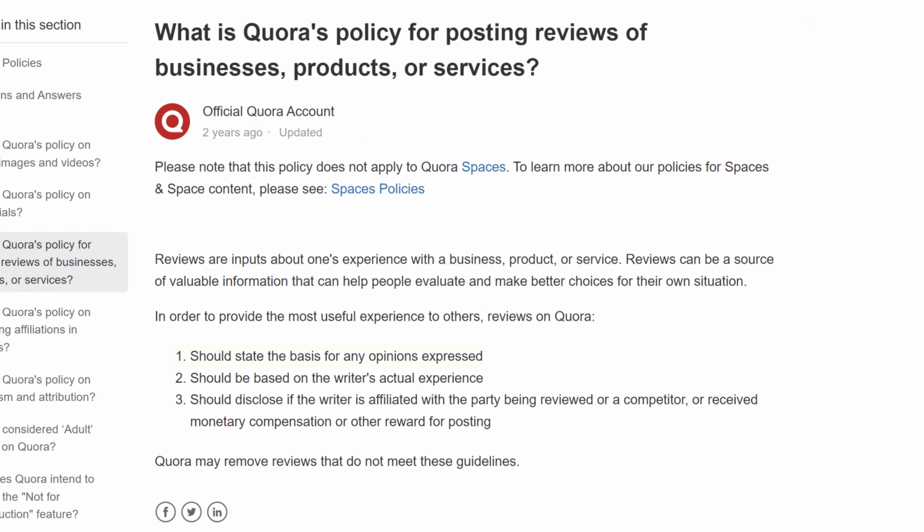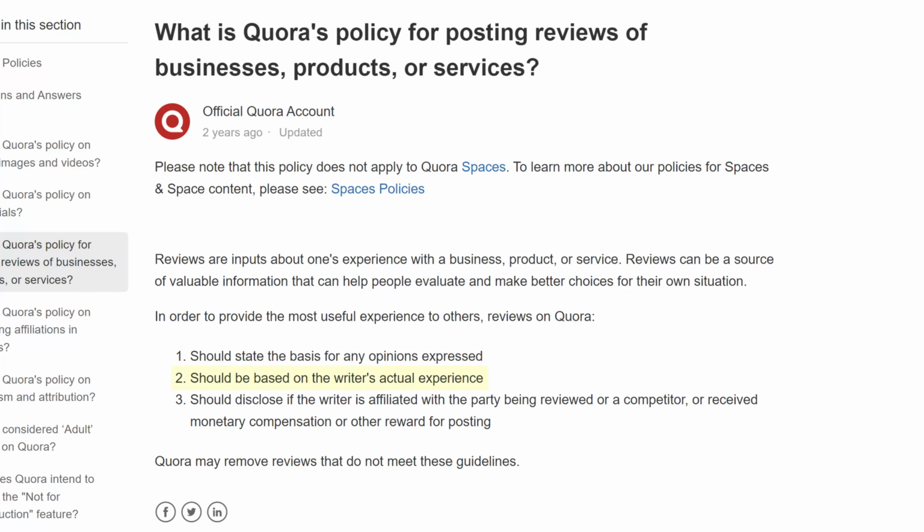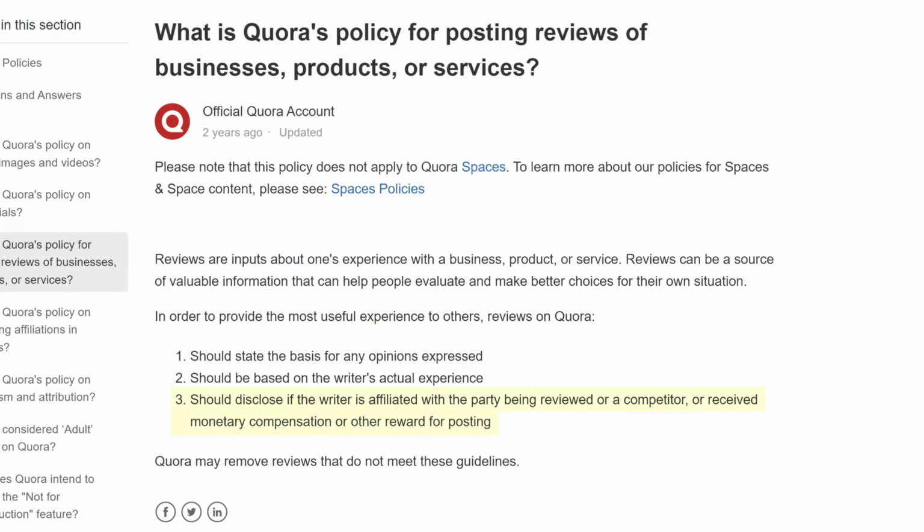For example, the review should state the basis for any opinion expressed, meaning you need to express why you're providing that review. It's very simple. Also, the review should be based on the writer's actual experience. In this particular case, that means that you actually have to use a product or a service and then give your opinion. And lastly, the review should disclose if the writer is affiliated with the party being reviewed or the competitor, or if you received monetary compensation or other reward for posting.